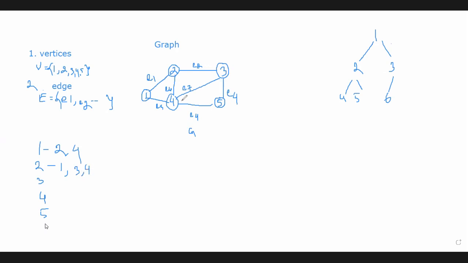What about 3? This 3 is connected with 2, 4, and 5. So for 3, there are 3 adjacent nodes, and these are 2, 4, and 5. What about 4? 4 is connected with all the other nodes, 1, 2, 3, 5. So there are 4 adjacent nodes for 4: 1, 2, 3, and 5. What about 5? 5 is connected with only 2 nodes, that is 3 and 4. So these 2 are adjacent nodes of 5.